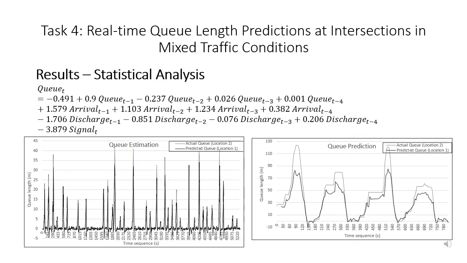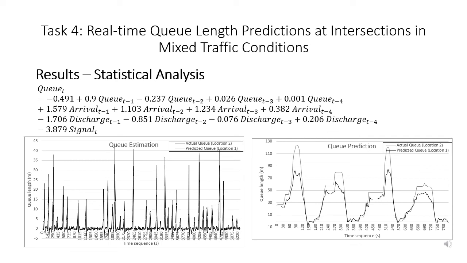The results of the statistical analysis, as mentioned in the methodology: the statistical analysis was based on a time series analysis in order to develop a vector autoregression model. The vector autoregression model provides the Q at time t alongside the governing factors, which are the Q at the previous time sequences, the arrival flow and the discharge flow at the previous time sequences, and the signal at the present time. The model fit is further illustrated in the first figure as the Q estimation. And this Q estimation was based on the vehicle platoon, which is the slip pedestrian crossing in front of slip.